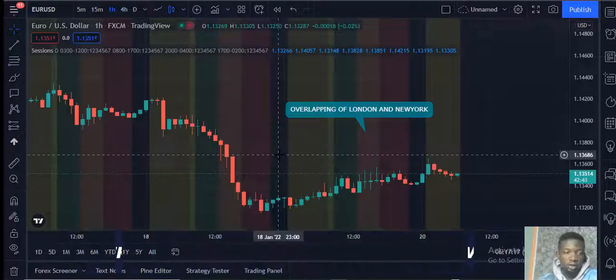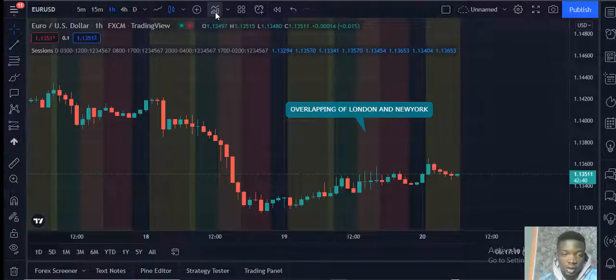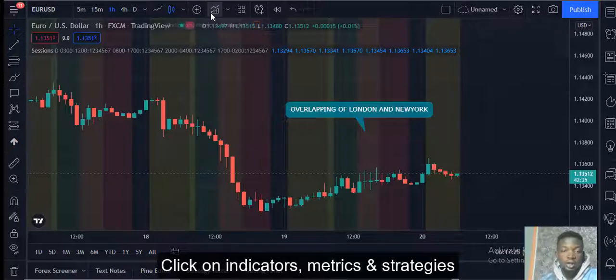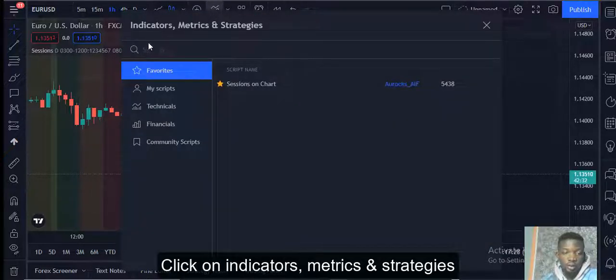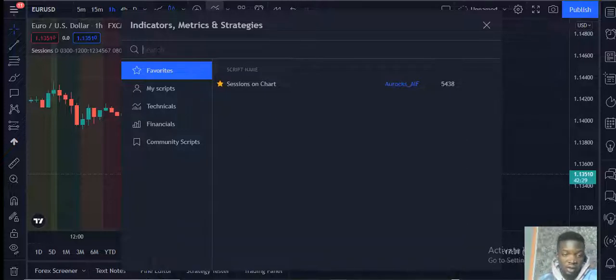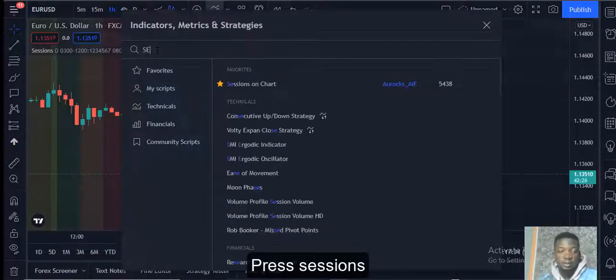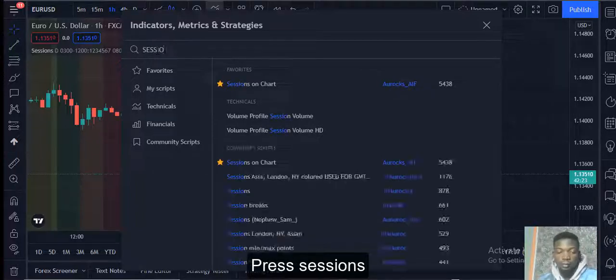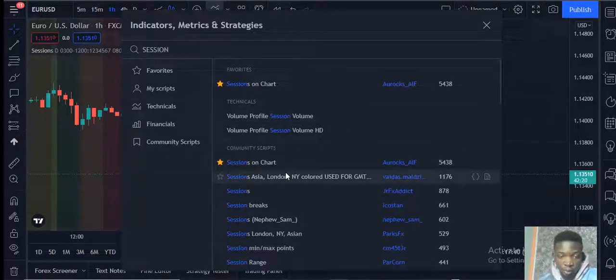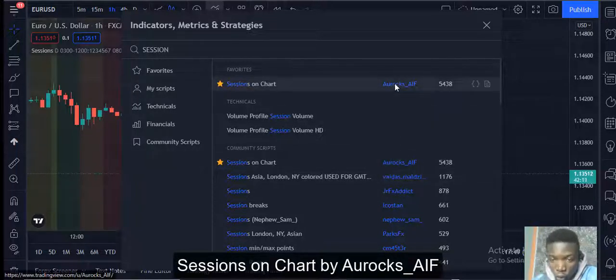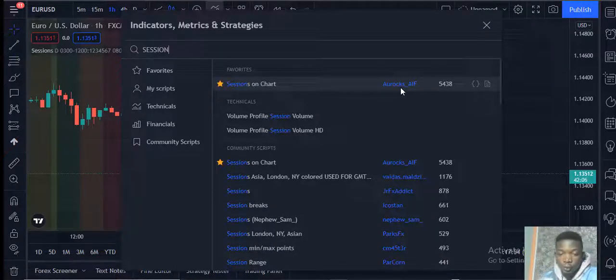So if you want this chart on your screen, just move your cursor to indicators, metrics and strategies, and click on it. Once you click on it, it's going to bring a search box for you. Now just type sessions. It's going to bring up many sessions for you, but the one I'm actually using here is Sessions on Chart, Auto Rocks. You can pick whichever you like, or you can pick the one I'm using here.